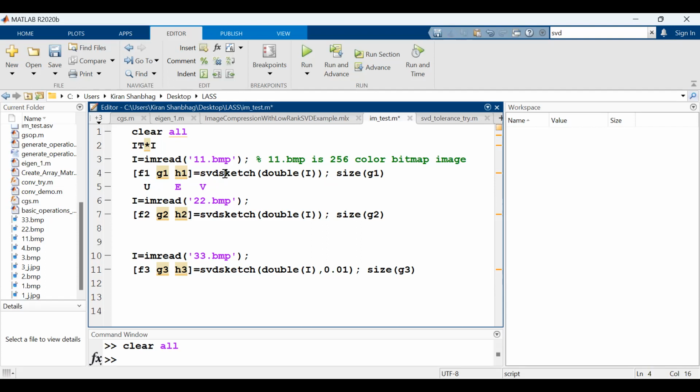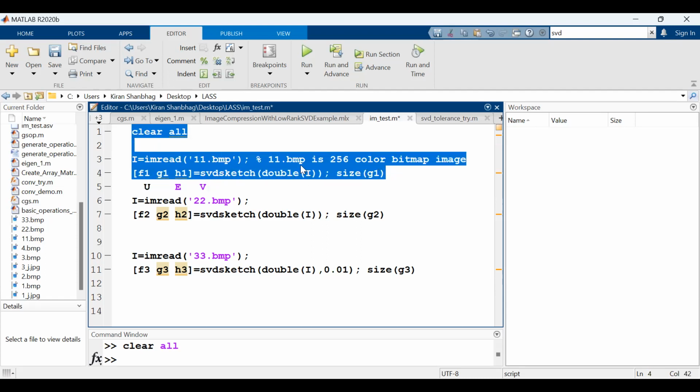So this is SVD sketch. It is meant for images, sort of optimized. Now let me just run this. Keep an eye on the workspace. So I evaluate it, and what did I get here? I got a matrix F1, which is of size 500 cross 289, a matrix G1, which is of size 289 cross 289, and a matrix H1, which is of size 500 cross 289. That was my first image, a color one.